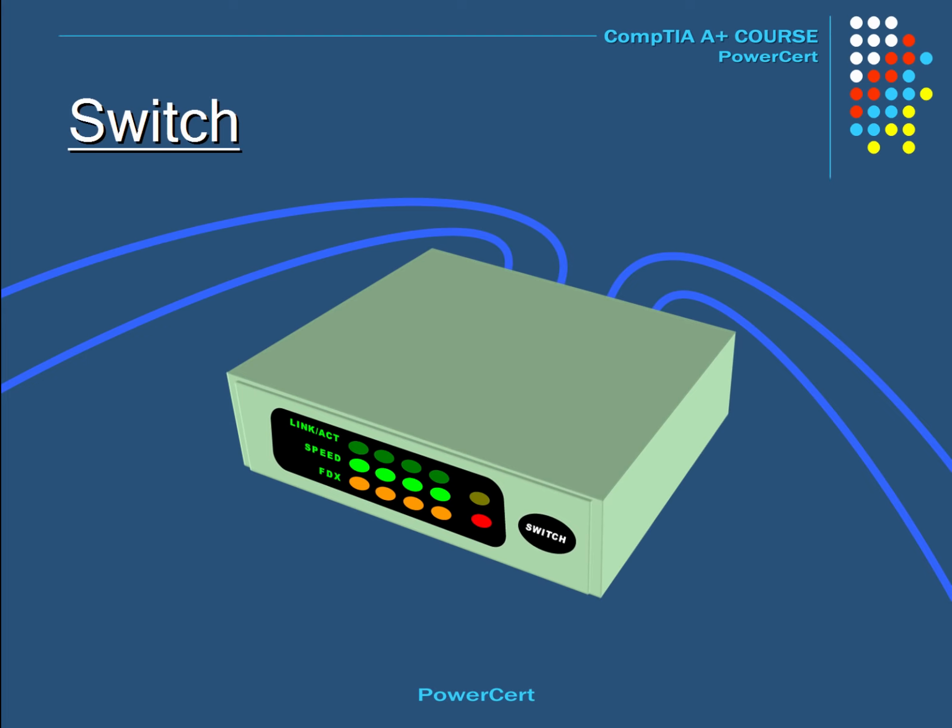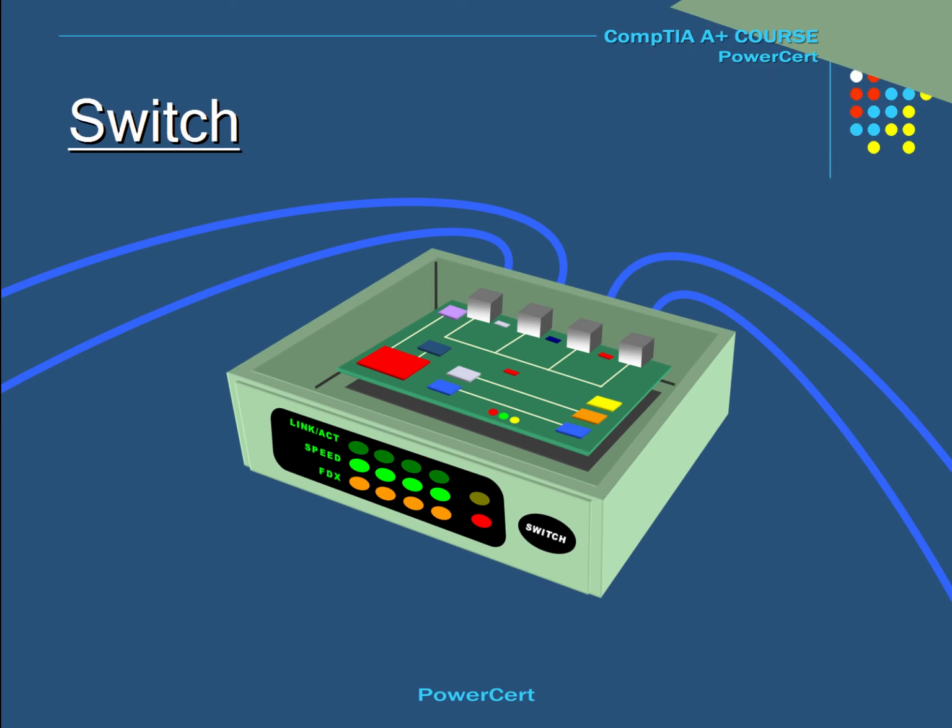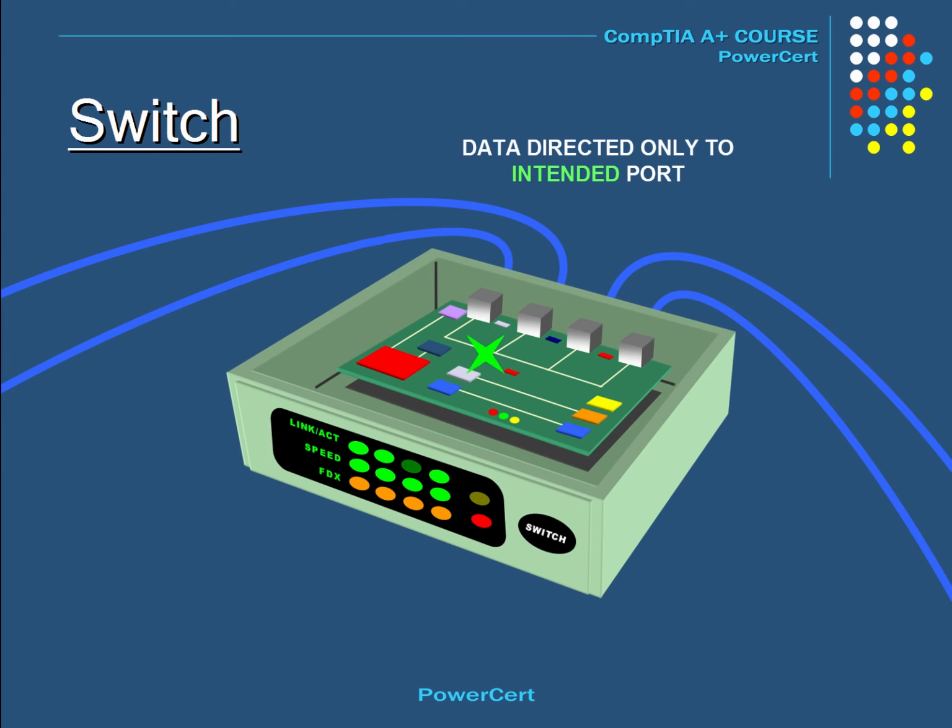A switch can actually learn the physical addresses of the devices that are connected to it, and it stores these addresses in a table. So when a data packet is sent to a switch, it directs it only to the intended destination port. That's the major difference between a hub and a switch. So as a result, switches are far more preferred over hubs because they reduce any unnecessary traffic on the network.